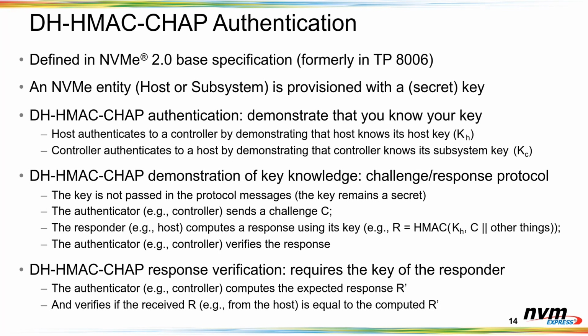It remains a secret. So the way in which the protocol works, the authenticator, as an example the controller, sends a challenge to the host. The responder, as an example the host, computes a response using its own key. As an example, the response that we can see here is the HMAC using the key of the host as a key of the challenge concatenated with other things. At this point, the authenticator verifies the response.